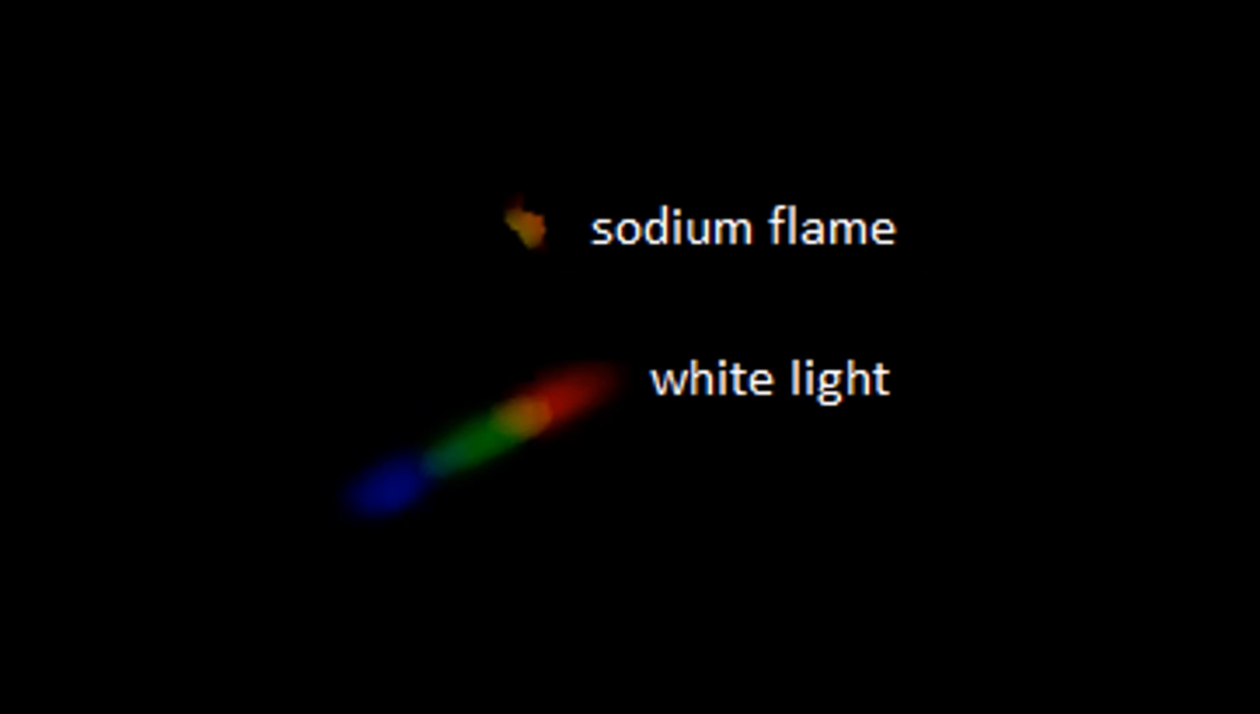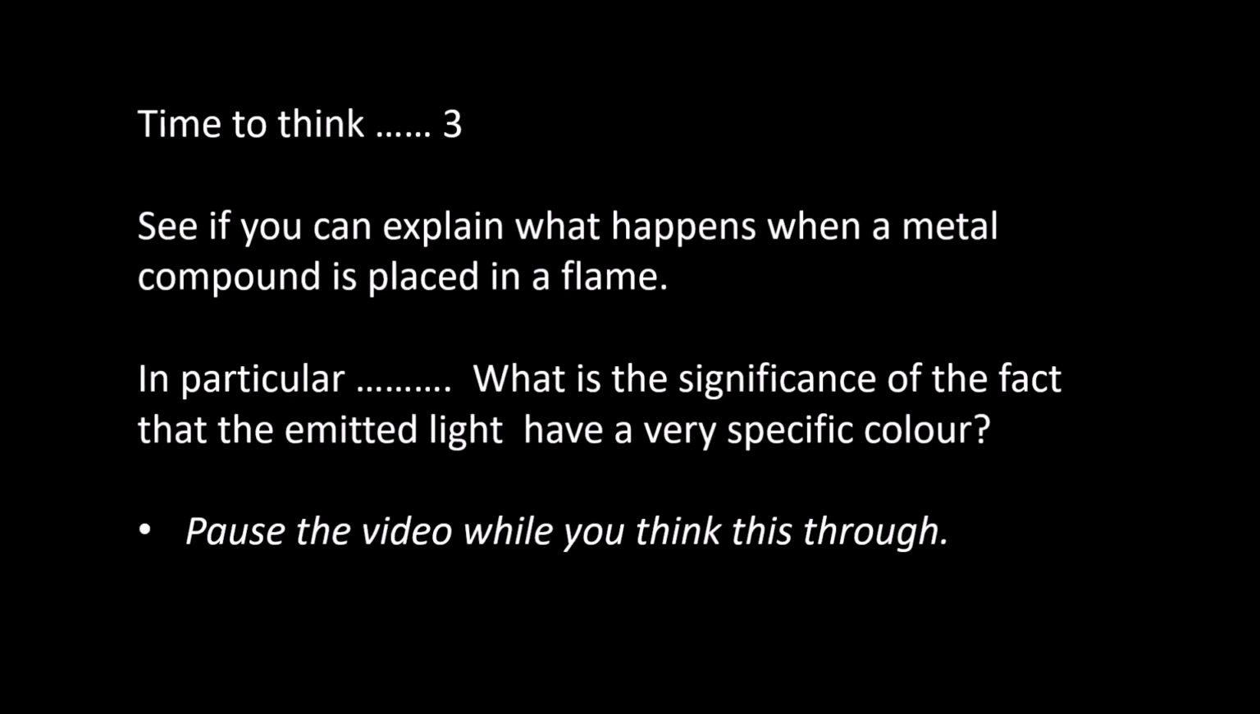So what we're going to get you to do now is to think about what the significance of that result is. So basically what we want you to do is to see if you can explain what happens when a metal compound is placed into a flame. So we'll just tell you that the first thing that happens is that a little bit of the compound at any one time will tend to break down in the heat of the flame to form its constituent elements. So you can assume that there is a small amount of elemental sodium, in other words of sodium atoms, present in the flame, and it's those which actually give rise to the colour.